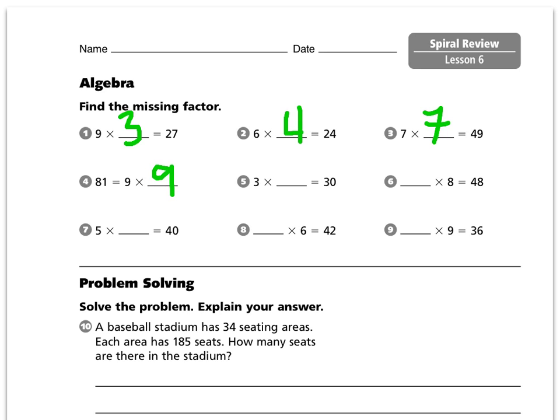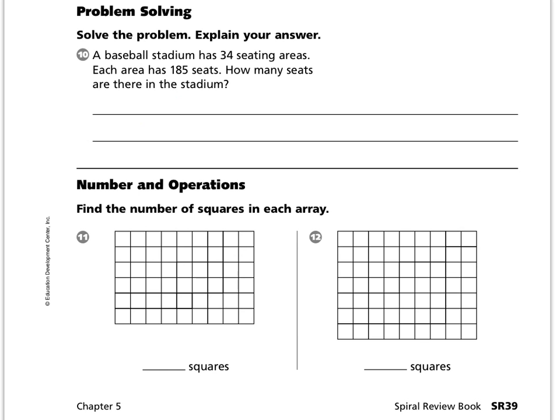Now, if you weren't quite sure about your multiplication, but you knew your division, you could work backwards to find the missing number. So I could do 30 divided by 3 equals 10, or 3 times 10 equals 30. If I don't know, I can work backwards and do 48 divided by 8, which equals 6. Go ahead and finish numbers 7 through 9 on your own.